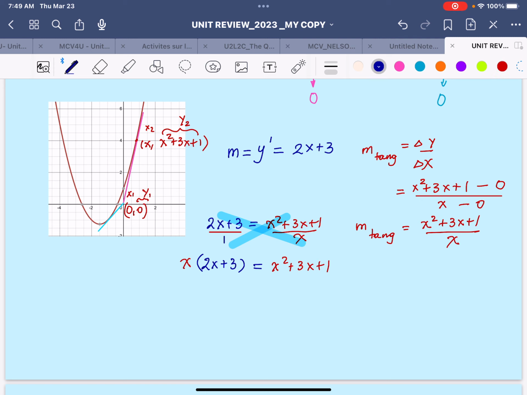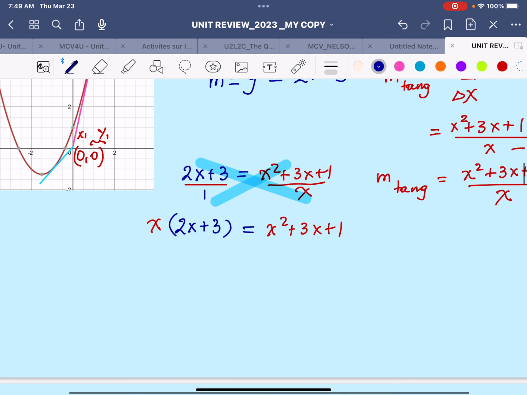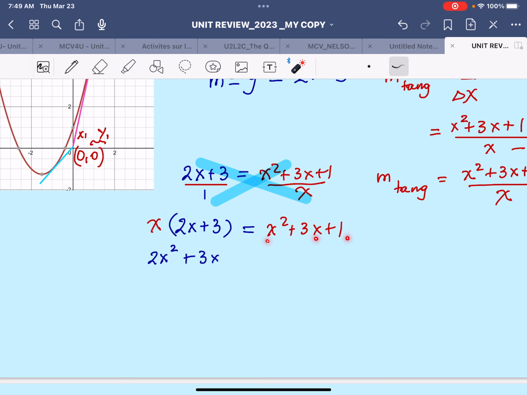From here on, we simply continue solving the equation. It looks like a quadratic equation we've created here. So we have 2x squared plus 3x. Since we have a quadratic equation, we'll take all the terms to the left side, though either side works, so equals 0. So 2x squared and negative x squared are like terms, so that will give x squared. Now, 3x and negative 3x simplify to 0. So we have x squared minus 1 equals 0.